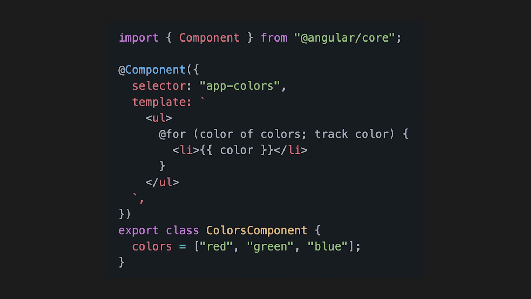On the Angular side, we also declare an array of colors in the component. Instead of JavaScript's map, Angular uses a custom @for loop syntax in its template to iterate over the array, along with the tracking expression.